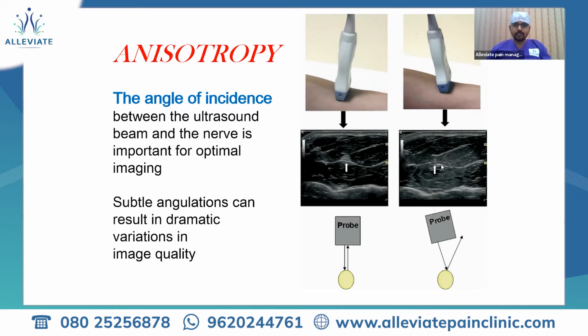This is mainly because of the angle of incidence. So the angle of incidence between the ultrasound beam and the nerve is important for optimal imaging. So in this particular picture on the left hand side, you can see that the structure we are interested in over here is running horizontally, and the probe is placed exactly perpendicular to that structure.